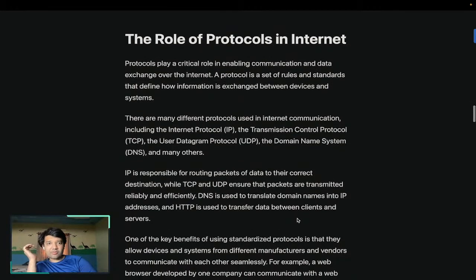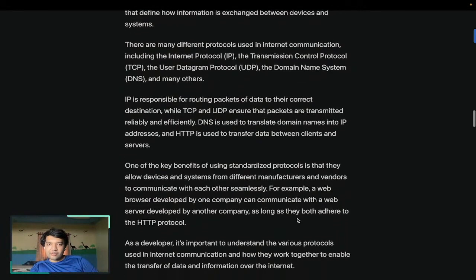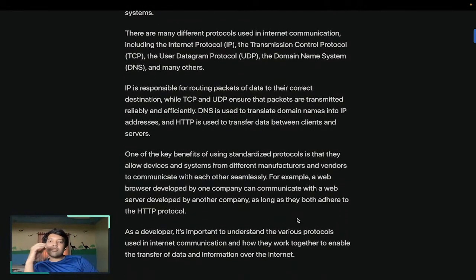Role of protocols on the internet. Protocols play a critical role in enabling communication and data exchange over the internet. A protocol is a set of rules and standards defined. There are different protocols used for internet communication. So why do we need a protocol? We need to imagine a world without protocols.